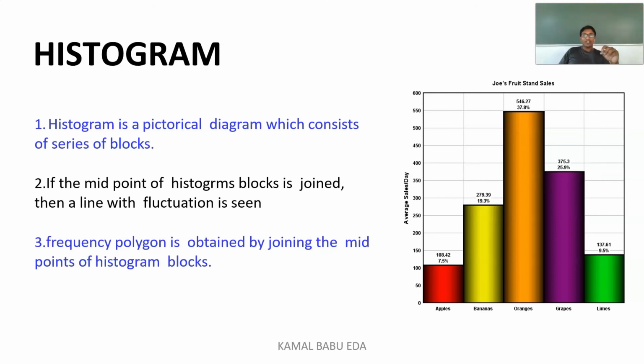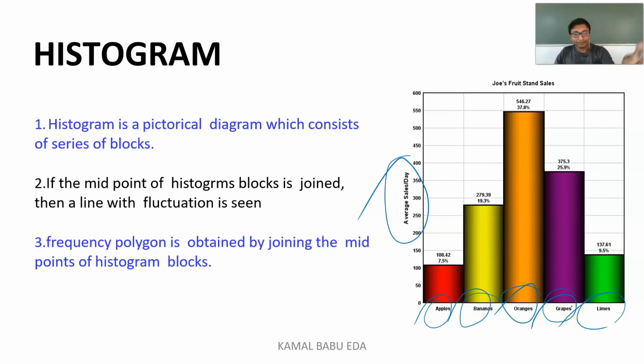If you see here, this is the average sales per day. Here you want to know which item is highly sold. For example, we have sold apples, bananas, oranges, grapes, and limes. Taking this as 100%, apples are sold very little, with average sales per day of about 7.5%, bananas about 19.3%, and the highest is with the oranges.